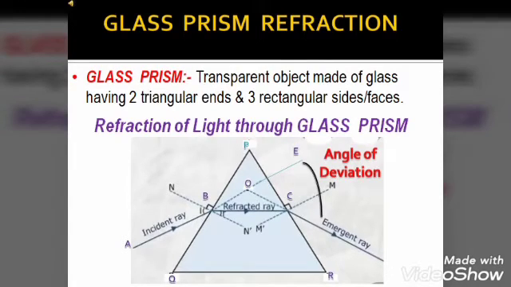So when a ray of light passes through a prism, it bends towards the base of the prism. In other words, when a ray of light passes through a prism, it bends towards the thicker part of the prism. And the angle between the incident and emergent ray is the angle of deviation, which I have marked. Now let's move further.